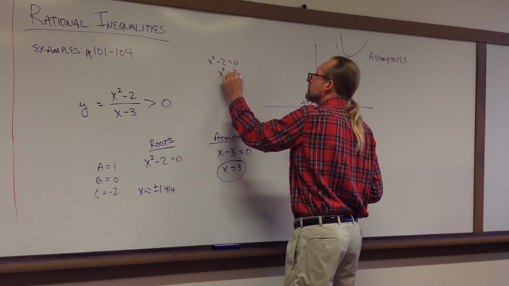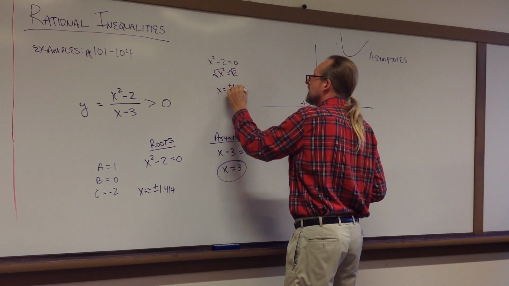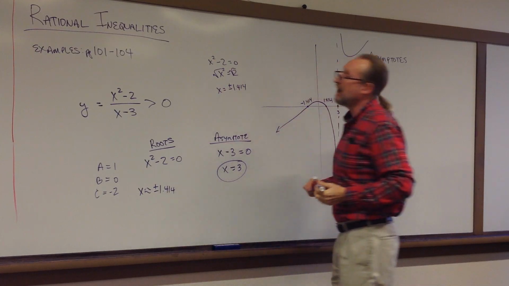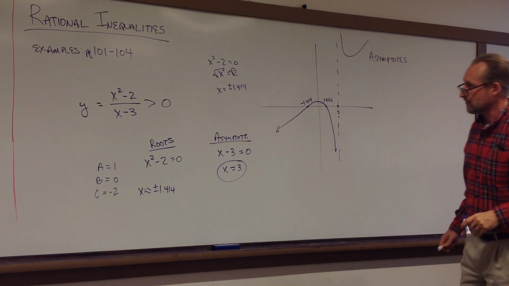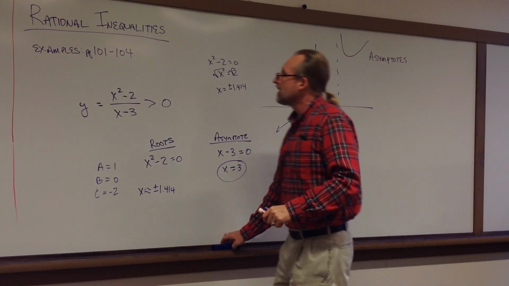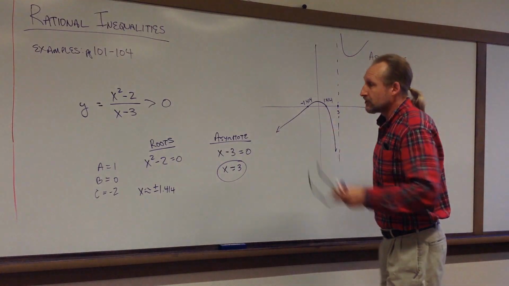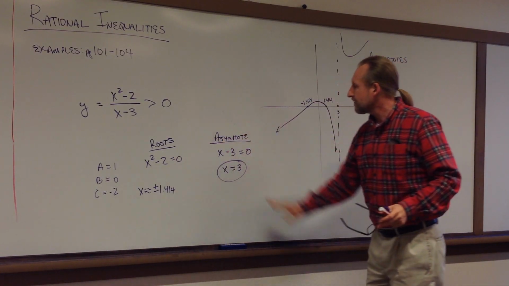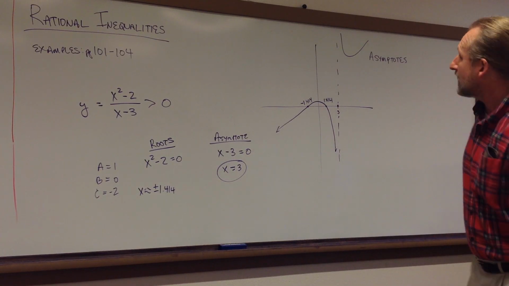X squared equals 2. And then if you square root both sides, that's fine, but you have to be careful to remember to take both the positive and negative square roots of 2. That's why we've got 2 roots here. Okay? All right. So that is the first step in doing a problem like this, is to identify the roots, identify any asymptotes. Now we've got all those critical values identified.